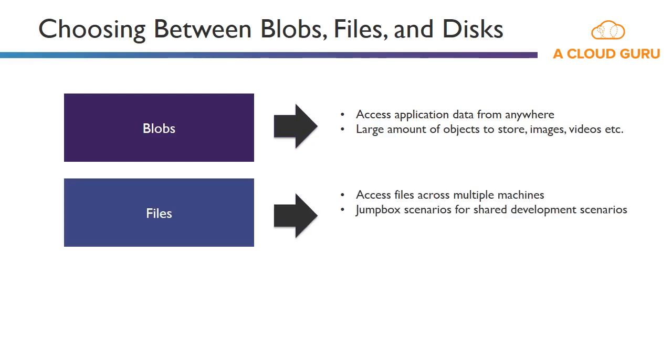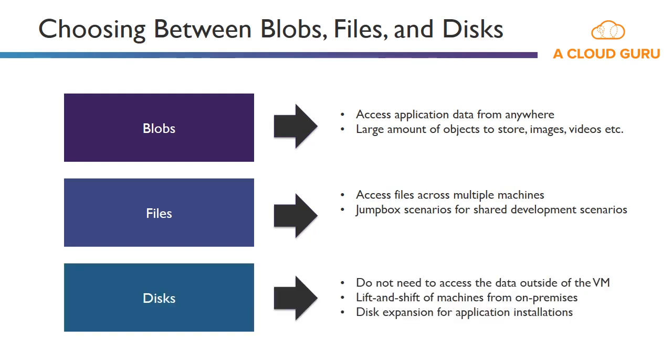that might be accessed. Then we've got files, so think of these as more for accessing from multiple machines, jump box scenarios. Maybe you've got a remote desktop that somebody wants to store a root user profile on. That's a good scenario. And then finally we have disks. So these are really associated with our virtual machines attached to the operating system. Think of this for like lift and shift scenarios when we're moving from on-premises. We might be doing disk expansion for application installations, lots and lots of read-writes. That's when we would ultimately use disks themselves.